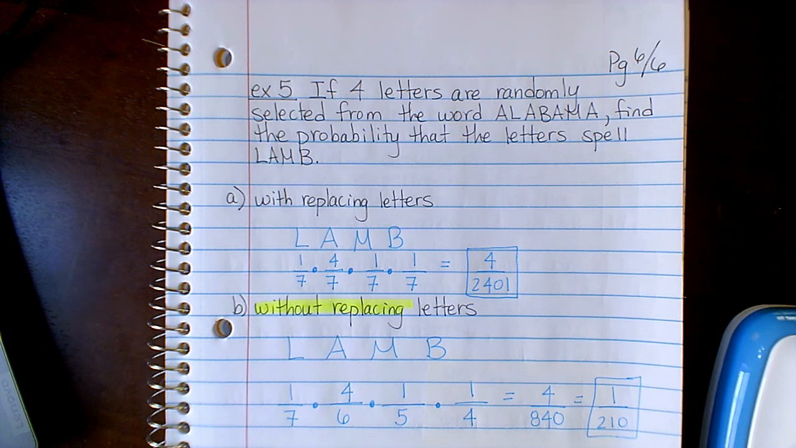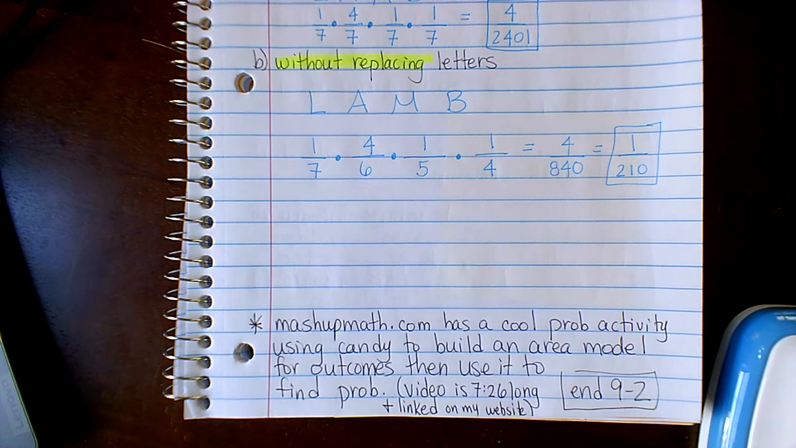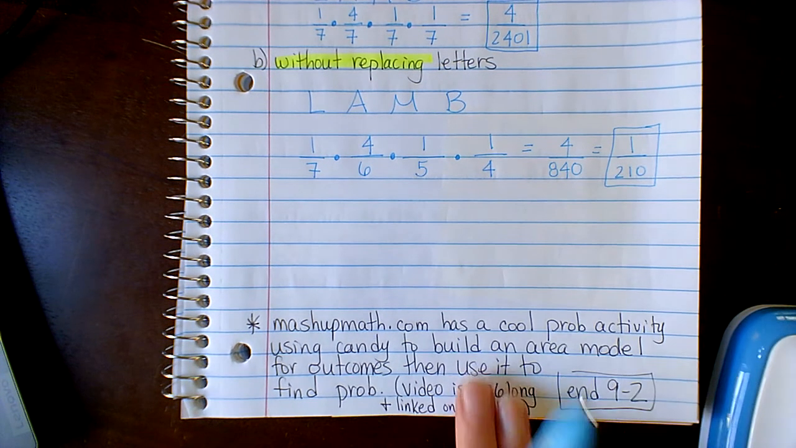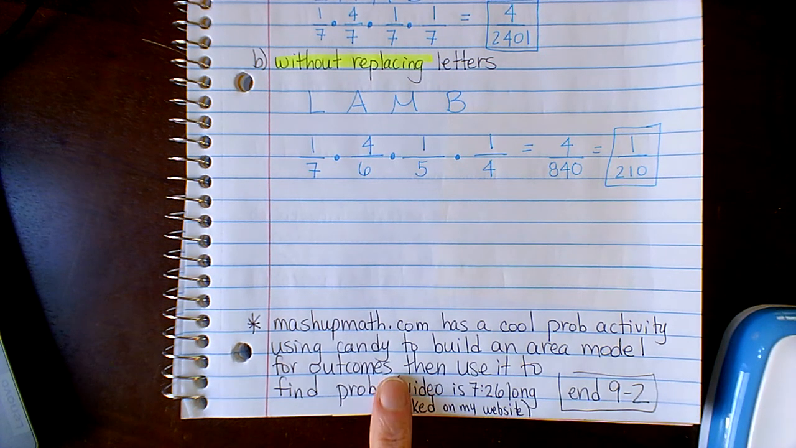All right, so that's going to finish up section 9.2 for us. I mentioned earlier that there's a really cool probability activity that I want you guys to watch. It's 7 minutes, 26 seconds. You can kind of fast forward through it and skim through it. But this is a really cool little probability activity. It uses candy that has to be certain colors to show you how to build an area model for outcomes and use it for probabilities.